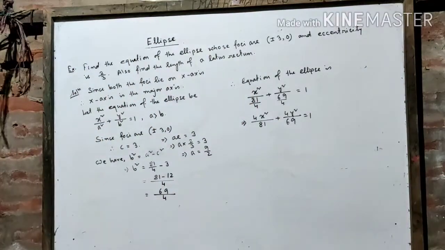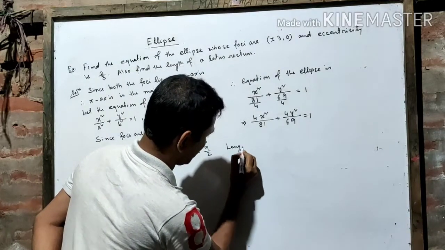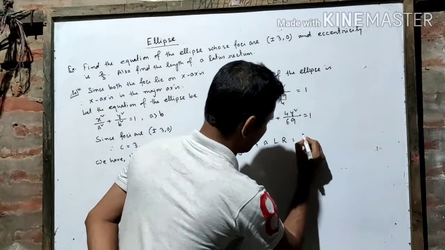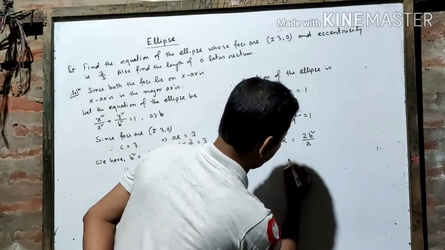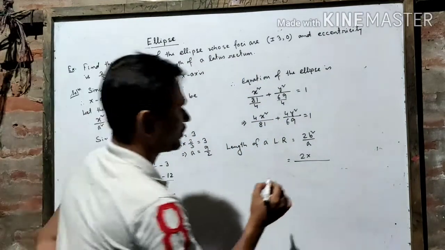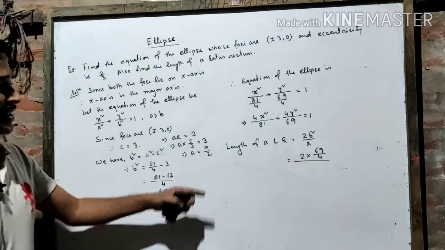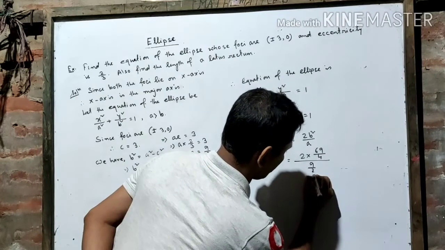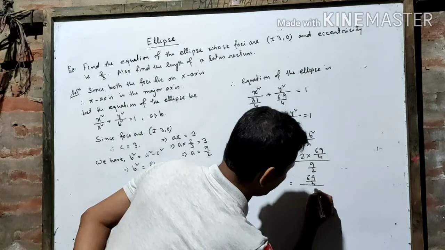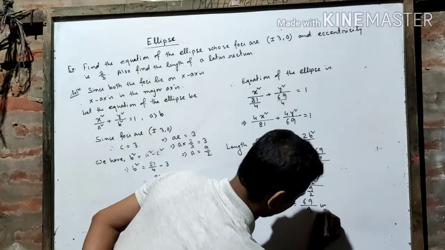Now we are also to find the length of the latus rectum. Length of the latus rectum is equal to 2b square by a, is equal to 2 into what is b square? b square is 69 by 4. What is a? a is 9 by 2, is equal to 69 by 2 divided by 9 by 2, is equal to 69 by 9 units.